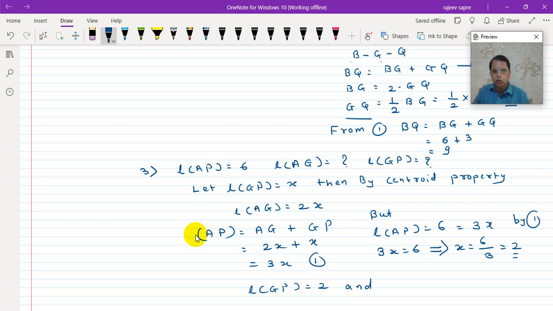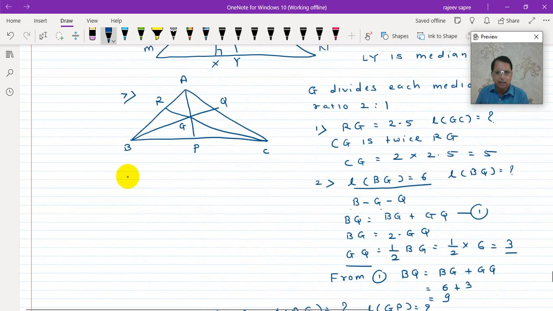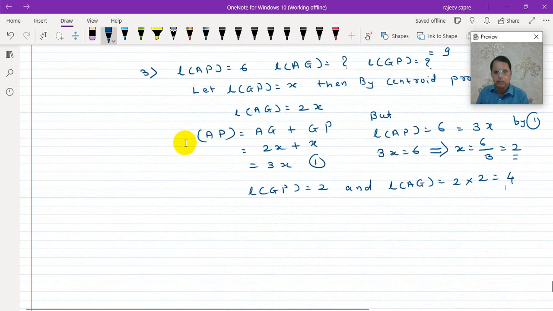2x लिहिलेला म्हणजे 2 गुणिले x, 2x याचा अर्थ 2 गुणिले x. मग इथे x जर 2 आलंय तर तुमचं जे लेंथ AG आहे ते किती होणार 2 गुणिले एक्स ना, म्हणजे 2 गुणिले 2, एक्सची व्हॅल्यू 2 आहे म्हणजे 4 येणार. बघा ते GP 2 आहे आणि AG 4 आहे. बघा तुम्हाला डायग्रॅममध्ये सुद्धा जाणवेल की AG हे 4 आहे आणि GP हे 2 आहे. झाला प्रॉब्लेम. सो बिकॉज सेंट्रॉइड डिवाइड्स द मेडियन्स इन द रेशो 2:1.